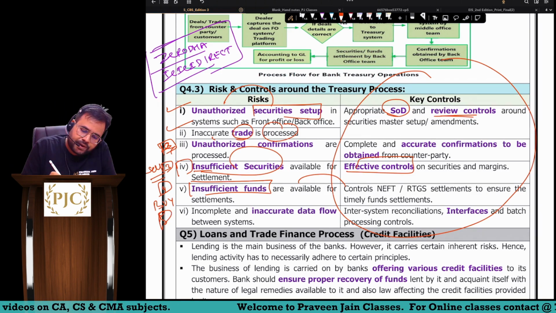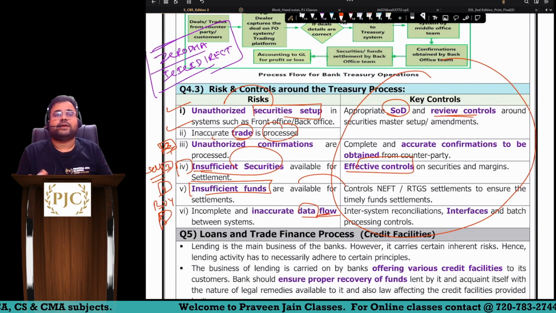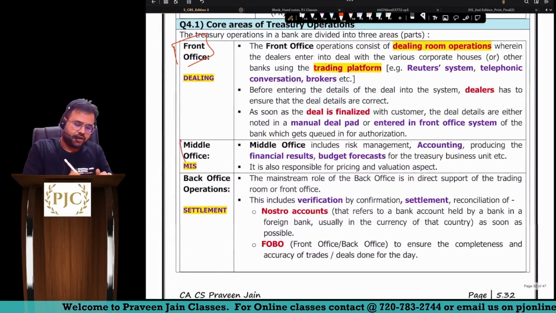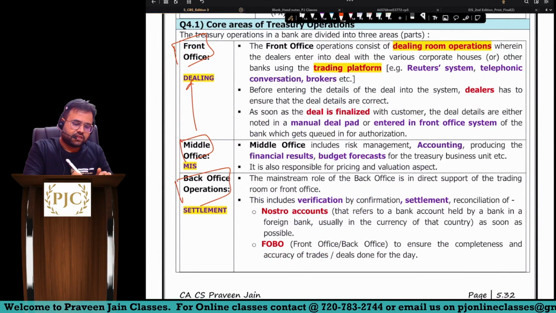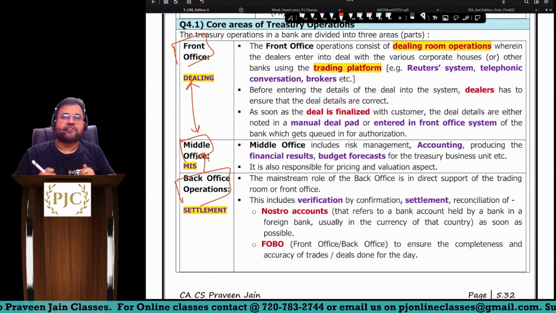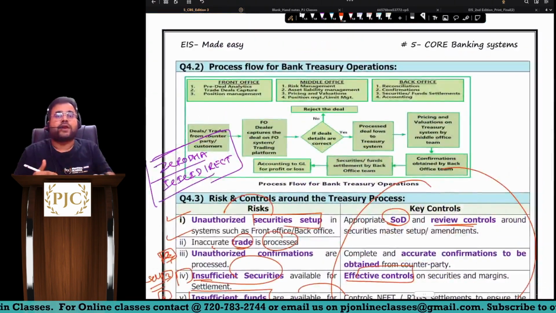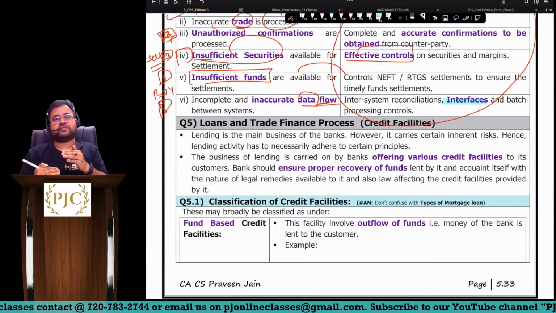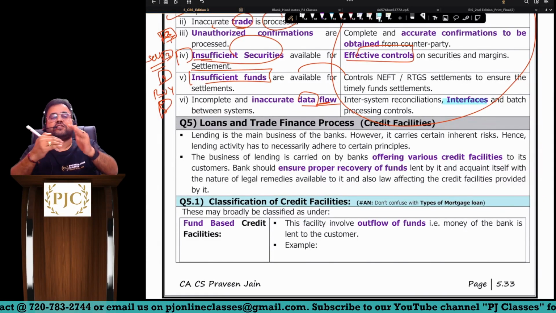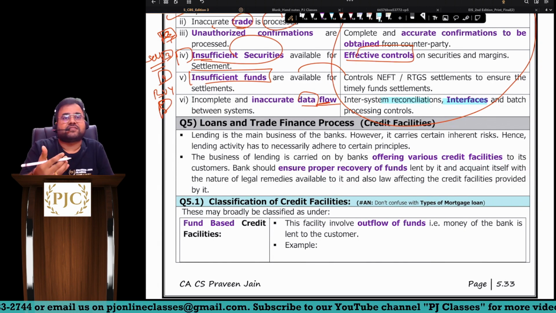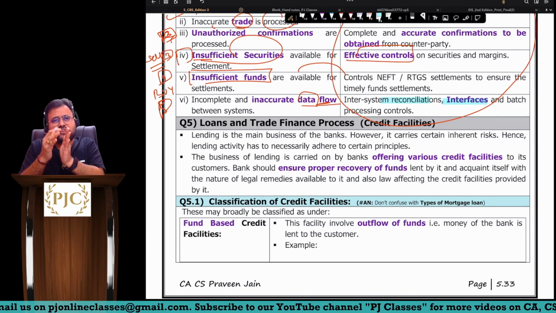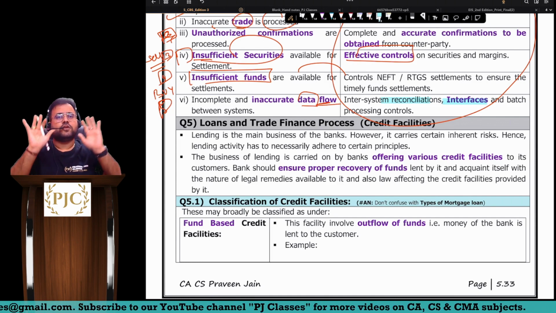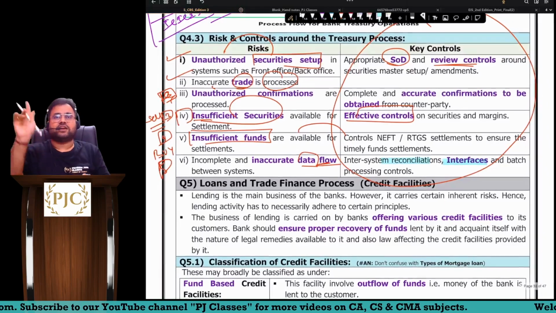Sir, fifth, incomplete or inaccurate data flow. Now, can I say front system, front office, middle office, back office? Do you think all of these should have a proper flow of information or not, sir? Yes. So there is no proper information flow. What should you do, sir? Proper interfaces should be there by which information flow is proper, or you can do proper system reconciliation so that there is no communication gap between front office, middle office, and back office. So these 5 points you can remember for treasury processes, sir.